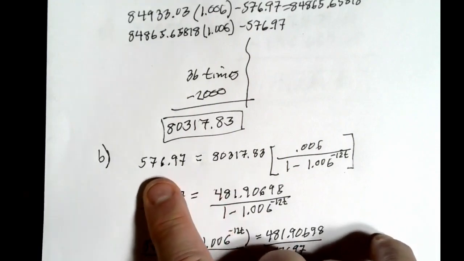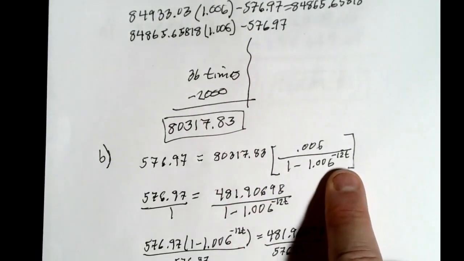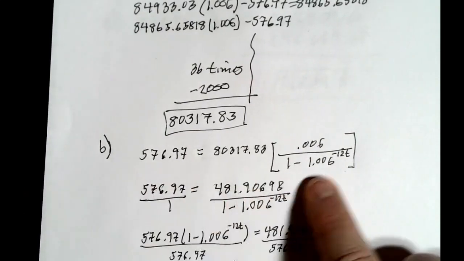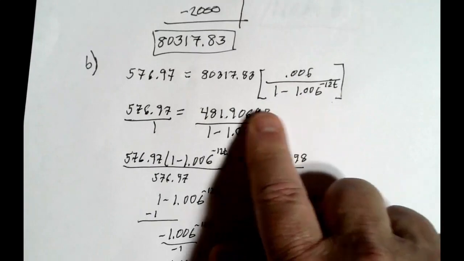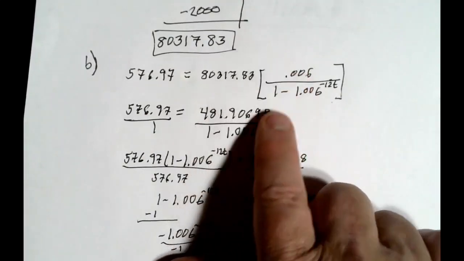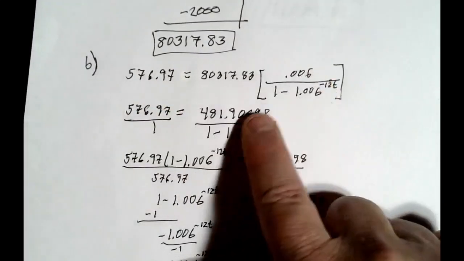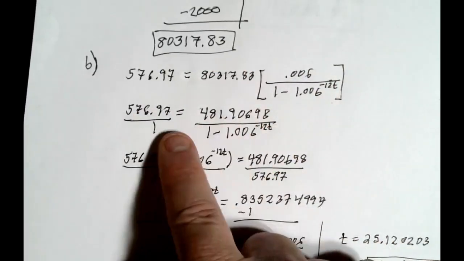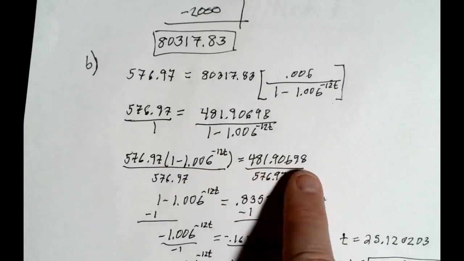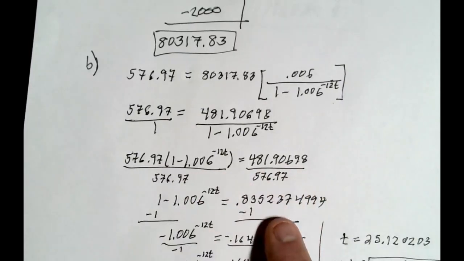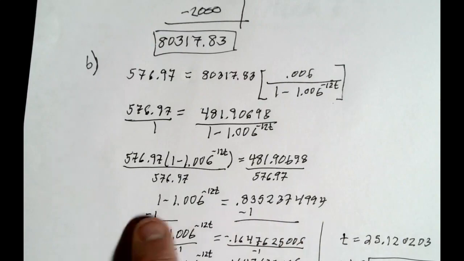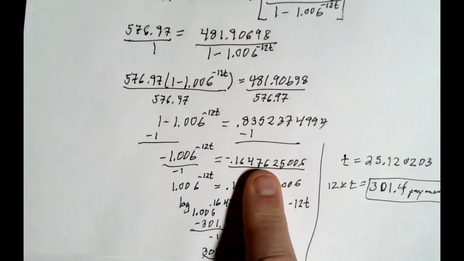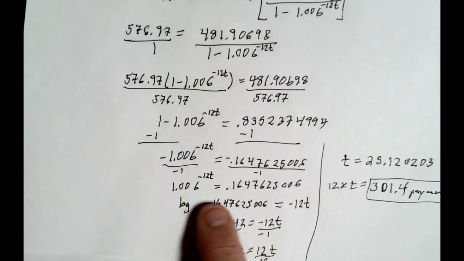Now, Part B says, how many payments of that will amortize the unpaid balance from Part A? So you got to figure out what time is, how many years, because you know how much you need to pay off, you know how much you're paying, you know your interest rates and all that. So you write this over 1, and this times that gives you the top, times that gives you that, and you still have the bottom. Cross multiply and you get this guy. Divide by 576 and you get this. Subtract 1 and you get this. Divide by -1 and you get this.